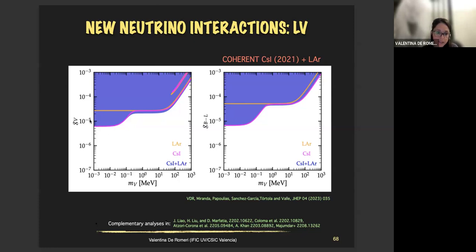And then, as you can see here, in the case of cesium iodide, and of course this is also translated into the combined result, we have a bump here that basically allows us to restrict smaller values of the coupling at small masses. And this bump really arises from considering the neutrino-electron events in the analysis. So you see that these kinds of interactions lead to some sizable number of events that also have an effect on the final bounds.